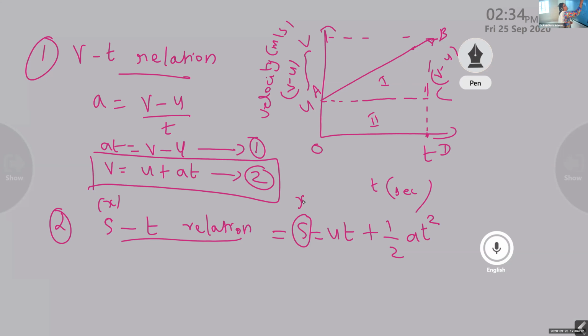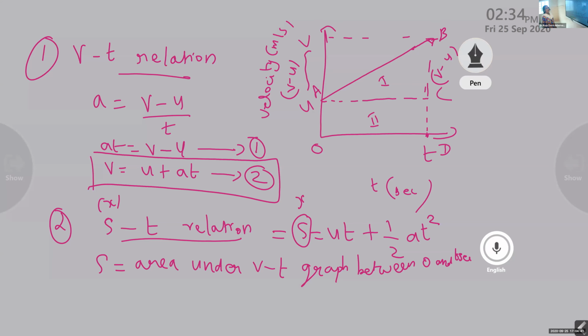So we are going to now find out the area under this line. Instead of taking a trapezium, we are dividing that into 2. So let us find out S is equal to area under the VT graph. Here what is the time? The time is given between 0 and t second, because here time is also in letters. So shall I change this?